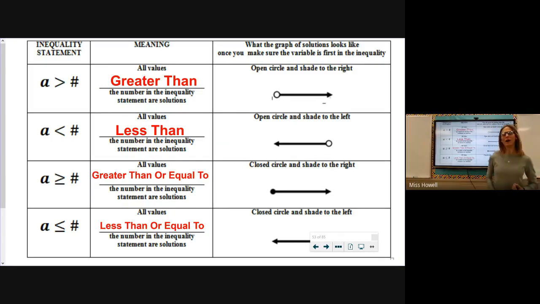Because if we have a letter is bigger than something, we'll have an open circle and we should be shading to the right. If we have our variable less than something, we'll have an open circle and we should be shading to the left. If we have a greater than or equal to, we'll have a closed-in circle and our solution should shade to the right. And if we have a less than or equal to, we'll have a closed-in circle and we'll be shading to the left.